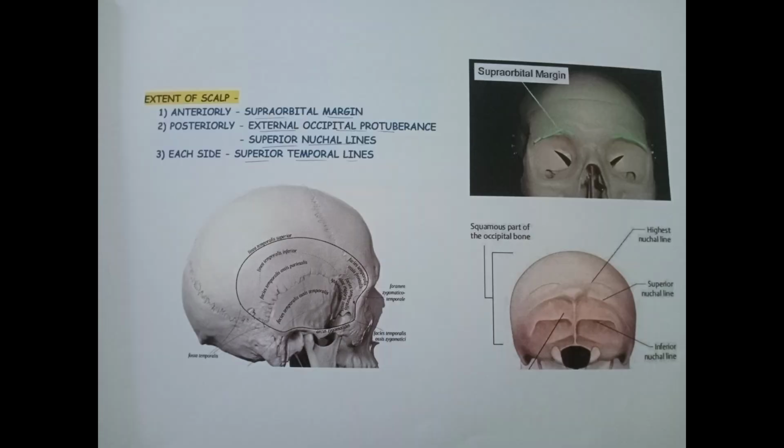Then write about the extent of scalp anteriorly, posteriorly and from each side. So anteriorly from the supraorbital margin, posteriorly external occipital protuberance and superior nuchal lines, and from each side superior temporal lines, which is shown in the figure, and you can also draw the figures.